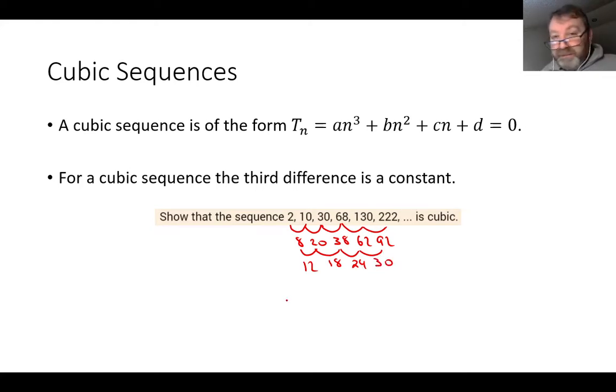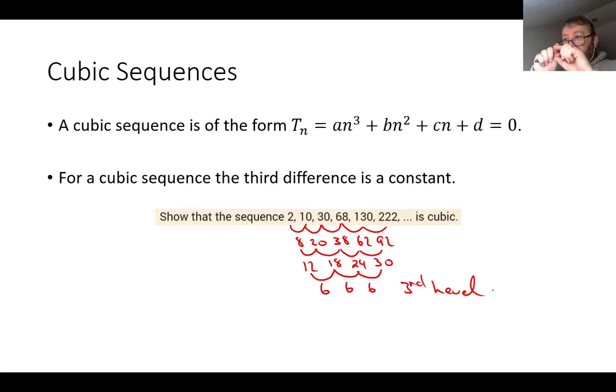So the second level difference isn't constant. Let's go to the third level. 12 and 18, difference is 6. 18, 24, 6. 24, 30, 6. 6, 6, 6. Third level difference, meaning what? It is a cubic sequence. If the difference doesn't appear to be constant until the third level, and that's what we're on, the third level, then it is a cubic sequence.